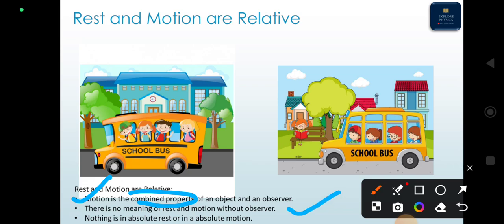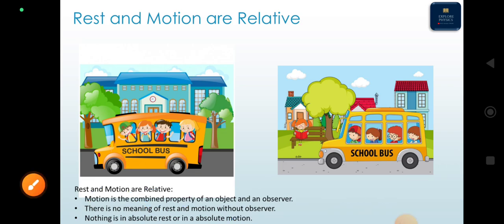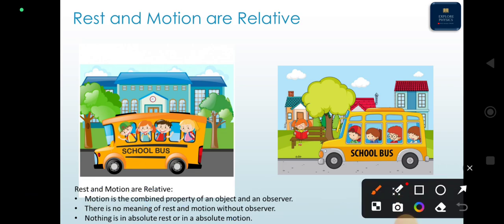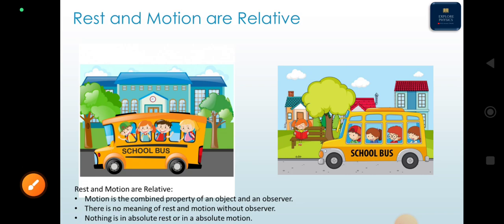If the observer is not there, how can we say the object is in the state of rest or the object is moving? Therefore, there is no meaning for rest and motion without an observer. The observer is very important in that case. Now, nothing is in absolute rest or in absolute motion. Based on different examples we can show this; the bus example and the students example we have considered.